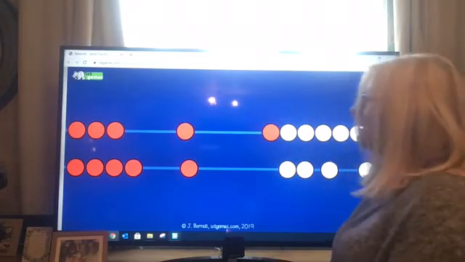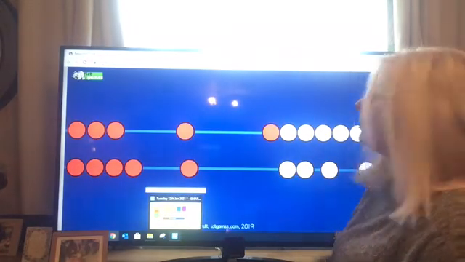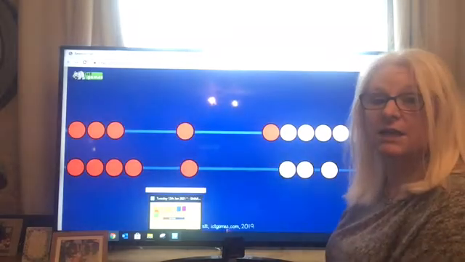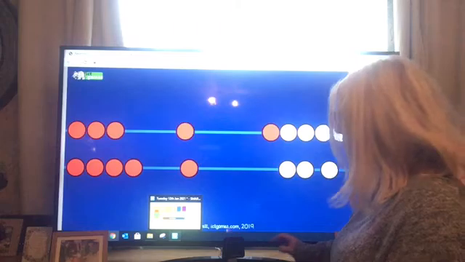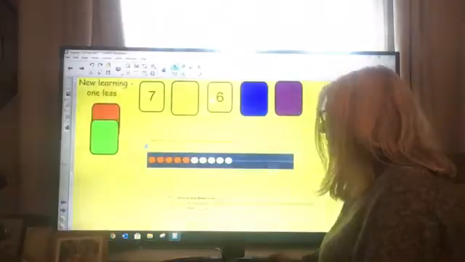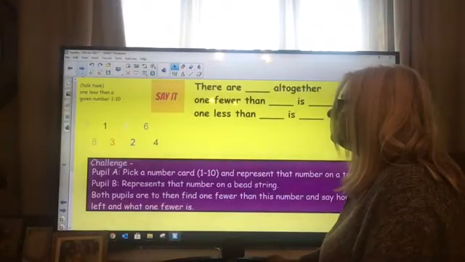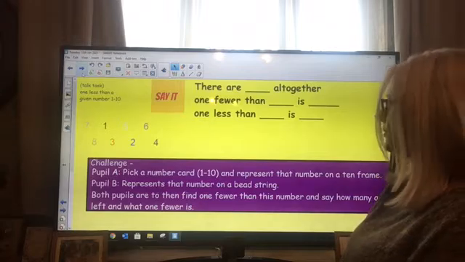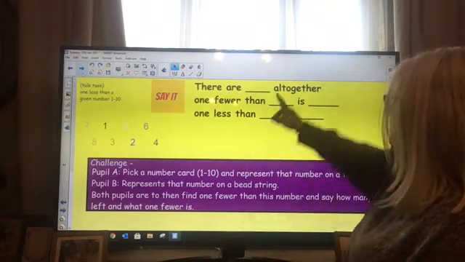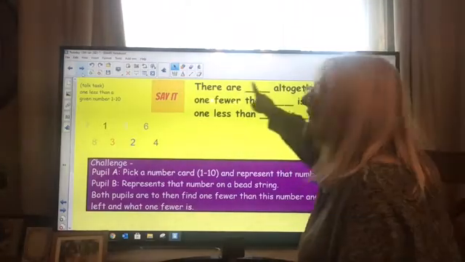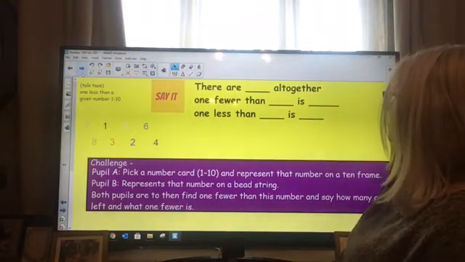Now why don't you have a go on your tablet at home with these bead strings, showing the numbers and then seeing if you can find one less or one fewer. Well done. Now when you have a go at home on your bead strings, I want you to use these say it sentences to help you.